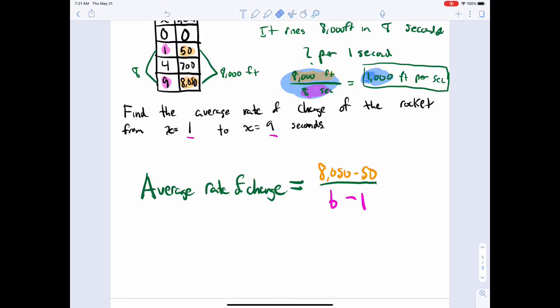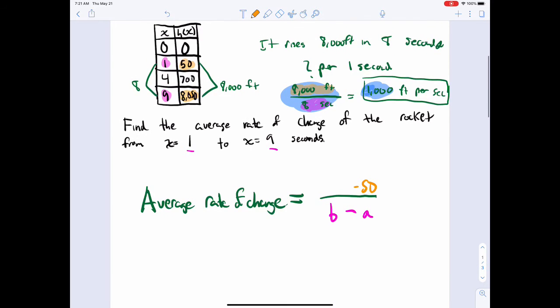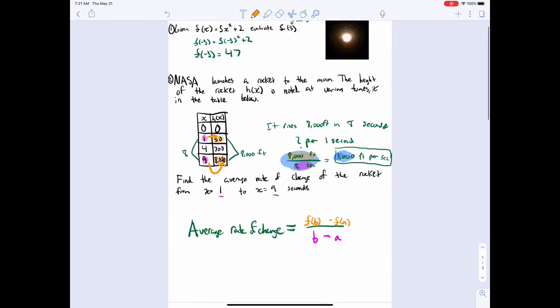And we're not sure what that second number is going to be, so we're just going to call that next number A. And same idea for up here. We're not sure if this first number is going to be 8,050, but we do know that it's going to be paired up with the 9. So we can say f of b. You evaluate the function f of b, and then you're going to subtract the one that's paired up with the first one, f of a.